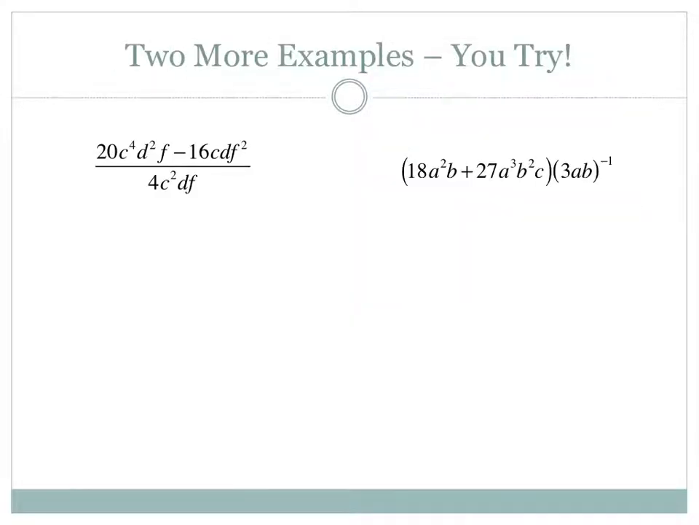Okay, here's two examples for you to try on your own. Please pause the video, try both, and then come back. Okay, hopefully you had a chance to try both of these on your own. First thing that you should have done is separate the numerator into monomials.